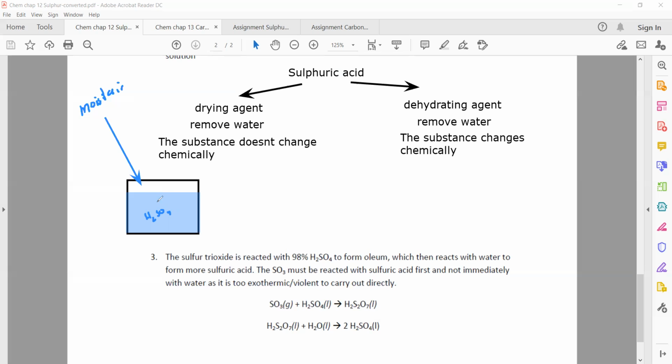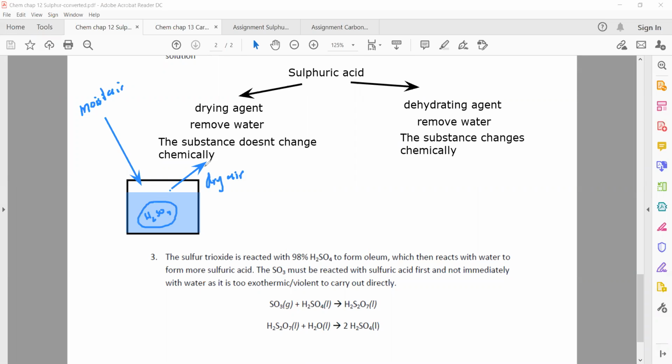So when we bubble the moist air through sulfuric acid, the air will escape. The air which escapes will be dry air. So you can see there is no chemical reaction. The air, which is a mixture of nitrogen, oxygen, carbon dioxide, does not chemically change. It remains air, the mixture, but only the water is removed. So if water is removed without a chemical change in the substance, we call that a drying agent. So here sulfuric acid is a drying agent.